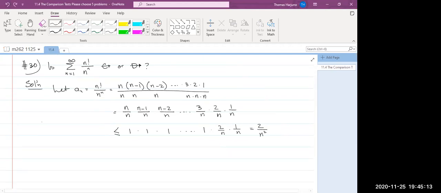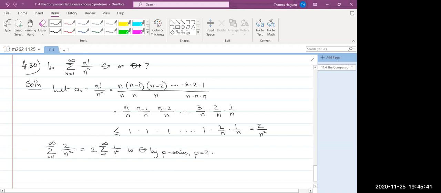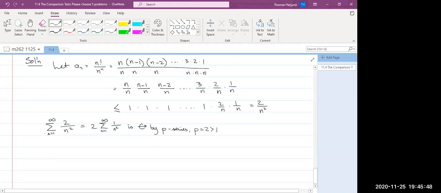But then, the series from 1 to infinity of 2 over n squared is 2 times the p-series with p equals 2. Now I bound it above by something convergent. So by the direct comparison test, that series n factorial over n to the n is convergent.